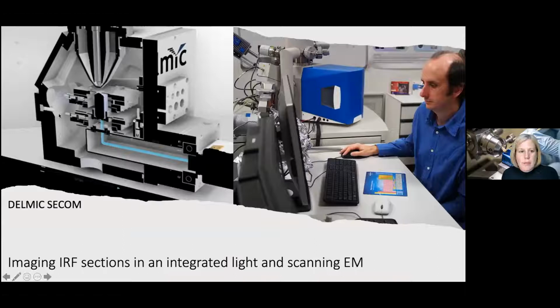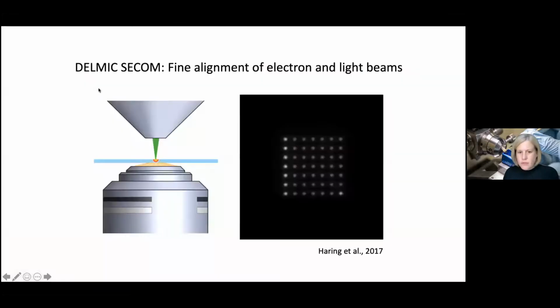You can also image those sections in an integrated light and SEM. So now sections are being put down onto a larger substrate made of indium tin oxide coated glass. And you can see you've got the light microscope with the laser coming up underneath the stage with the objective, and then the electron column coming in from above. And you can align the two beams to each other very precisely, because when the electron beam hits the glass, you get a cathodoluminescence signal, which can be detected in the light microscope.